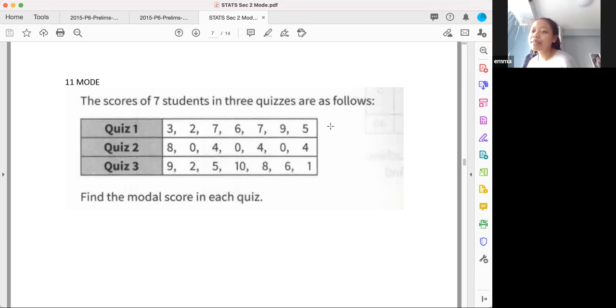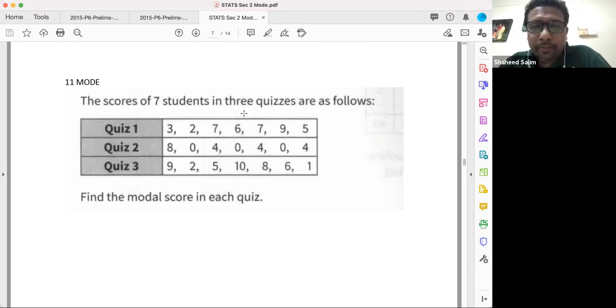Zero. No. Then 2% score 7. So the mode, the highest occurring score, is 7.